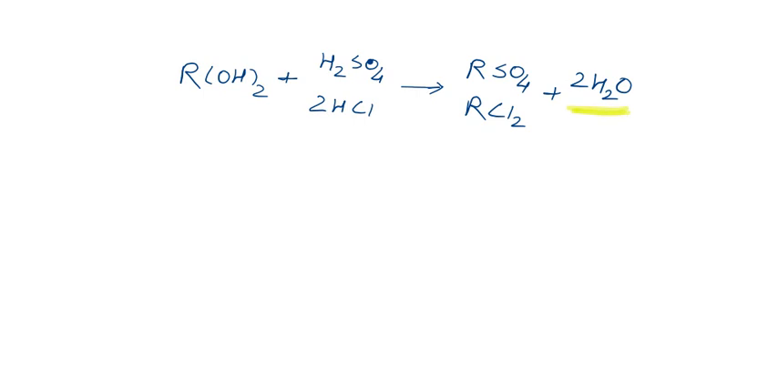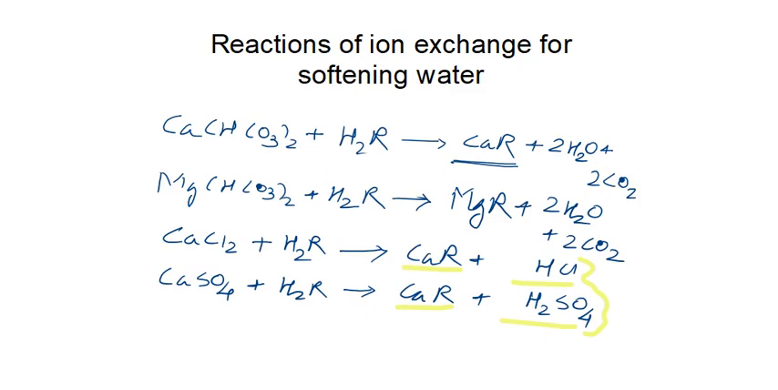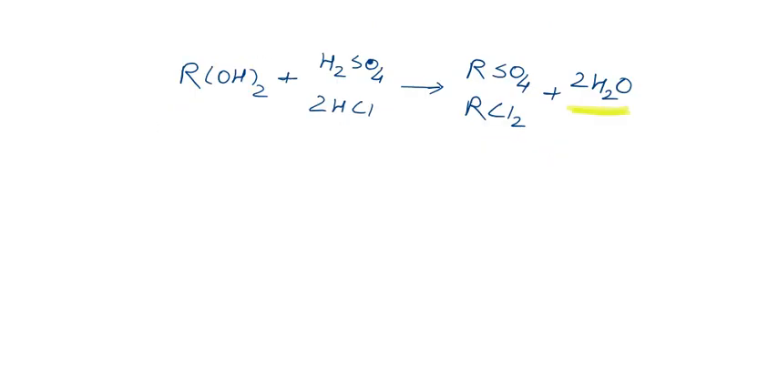In the first case it was cation which was removed, and in the next step it is the anion which is removed. Thus the water that is poured in gets completely free of the minerals. So these are the reactions that take place in the cation exchange resin and the anion exchange resin.